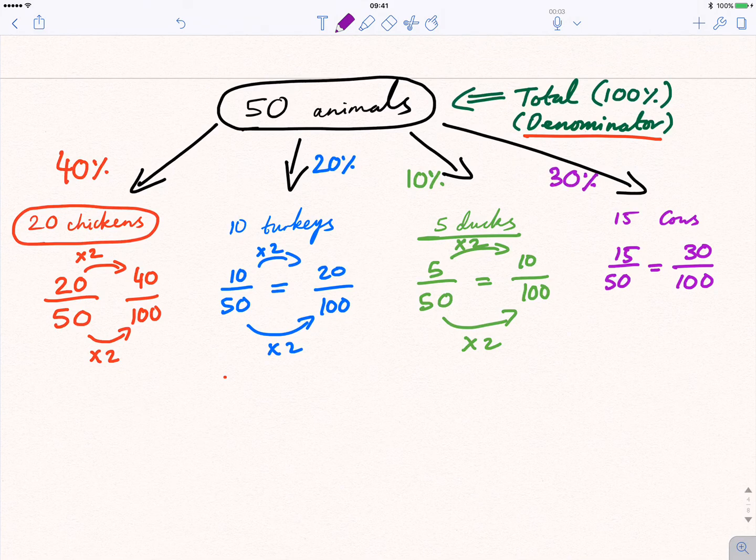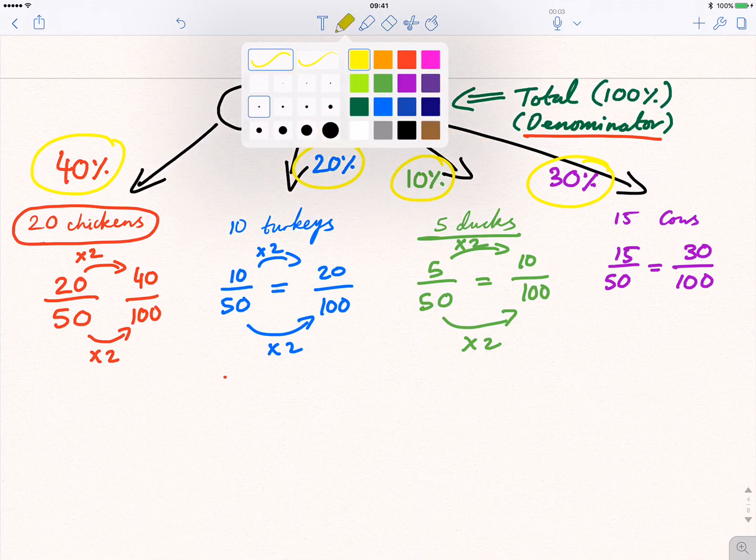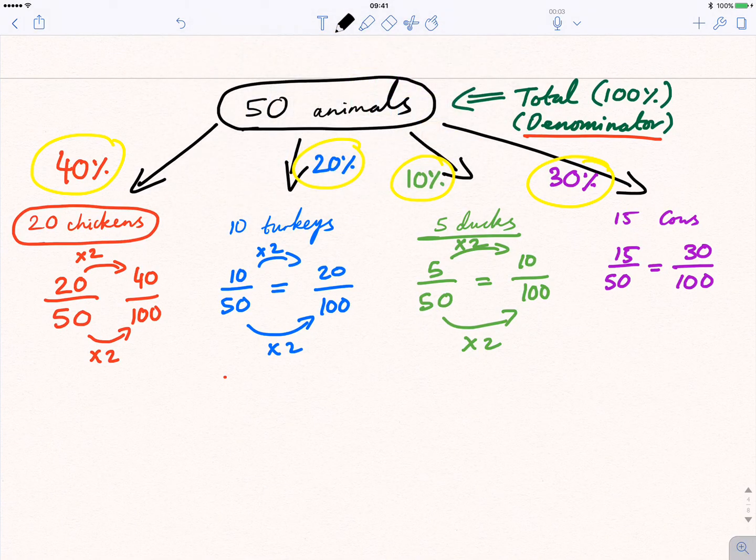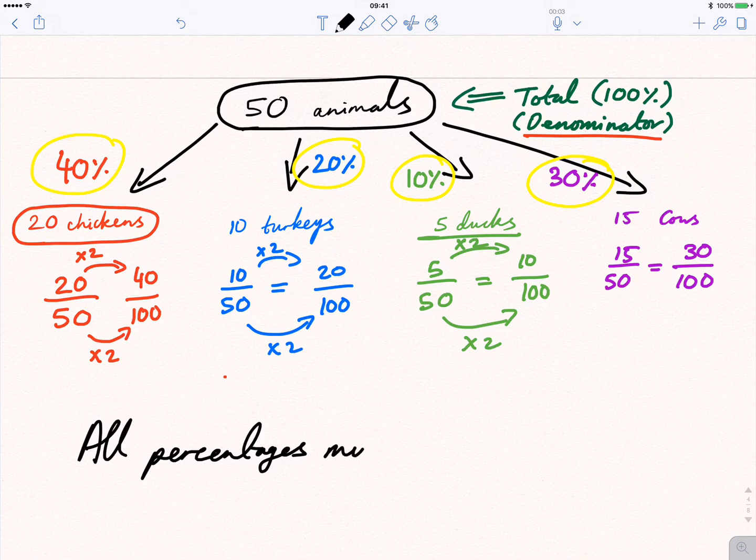Now, what you should always check is that do all of the percentages add up to 100%? And clearly they do. 40% plus 20% plus 10% plus 30% equals 100%. All percentages must add up to 100. This is very, very important, and you'll see why.